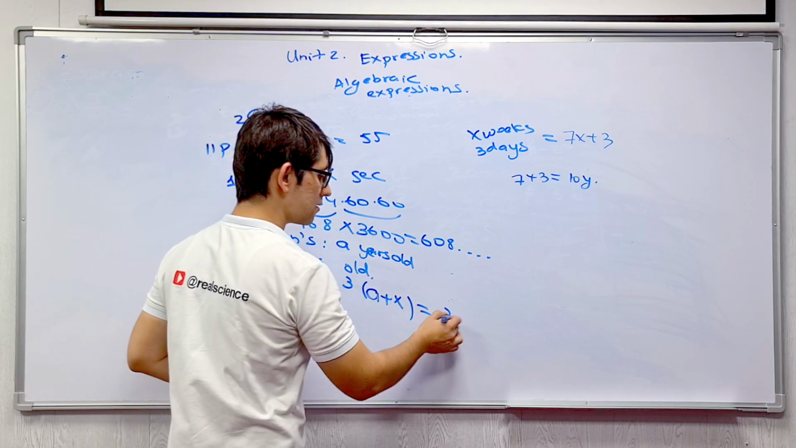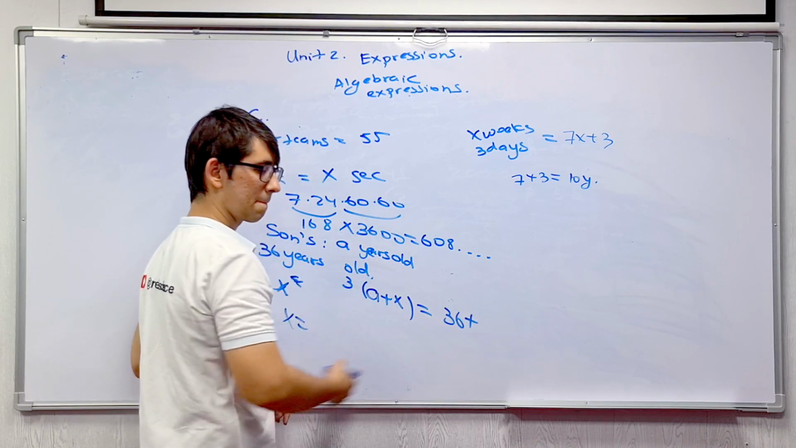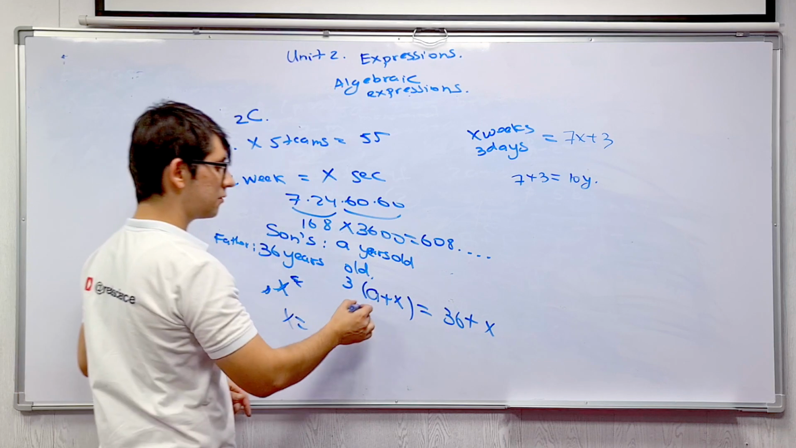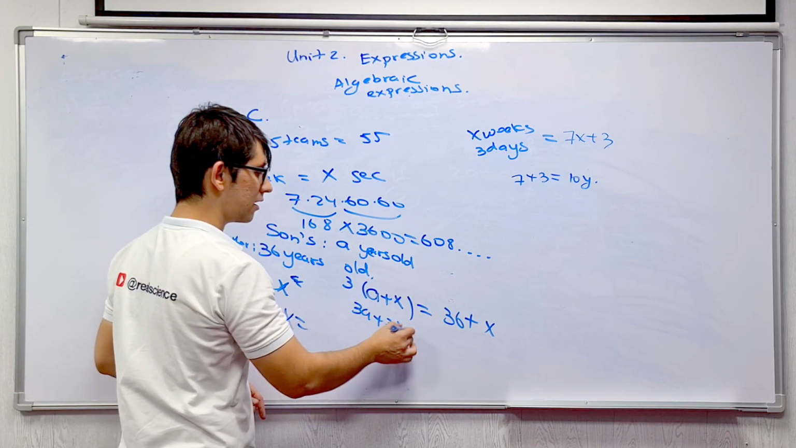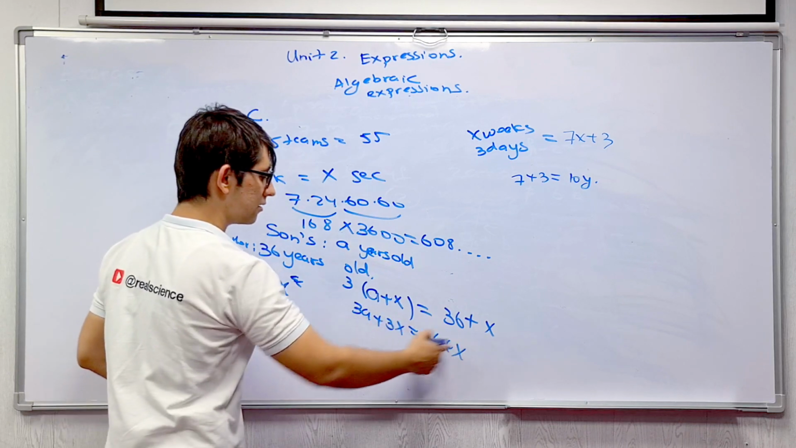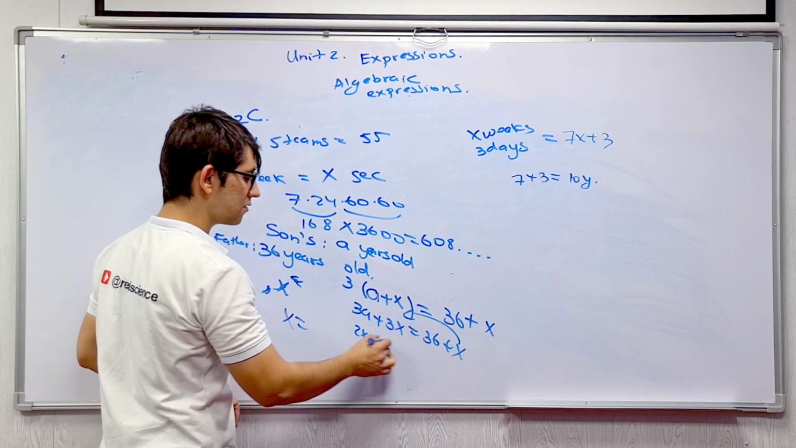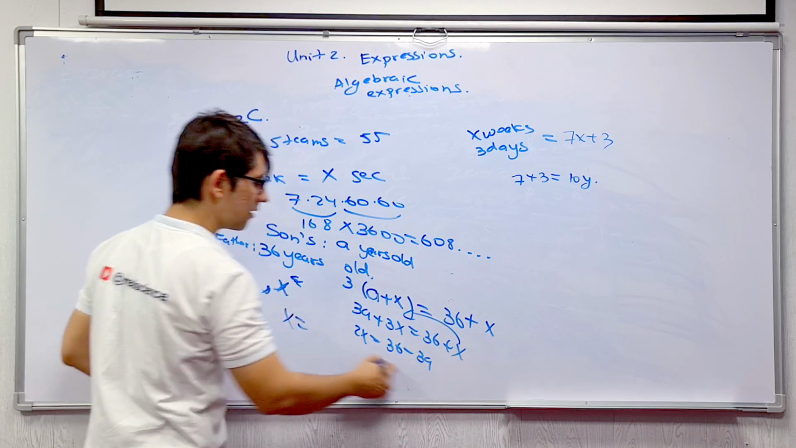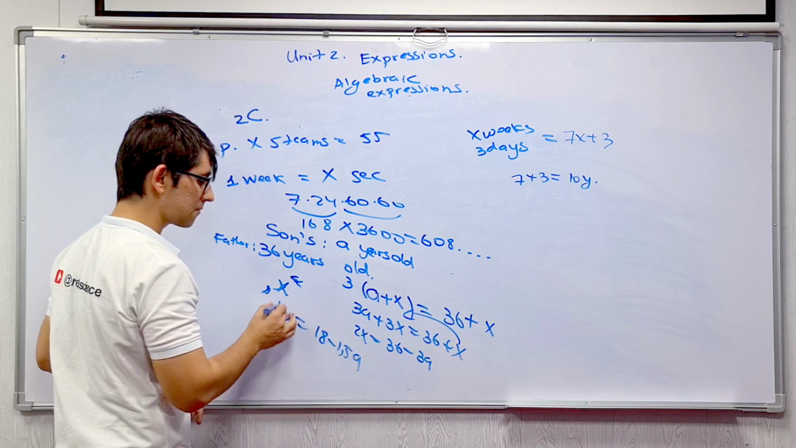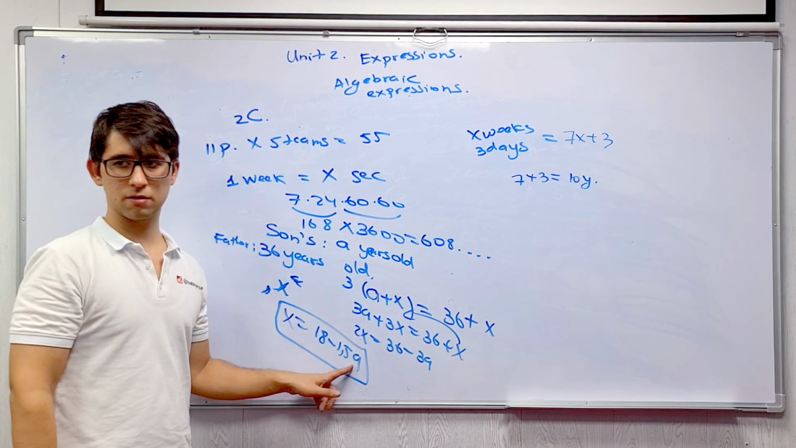The father's age plus x years. You open the bracket: 3 times a plus 3x equals 36 plus x. To find x, you can bring x to the other side: 2x equals 36 minus 3a. If you divide by 2, x will be 18 minus 1.5 times a. So it depends on the age of the son.